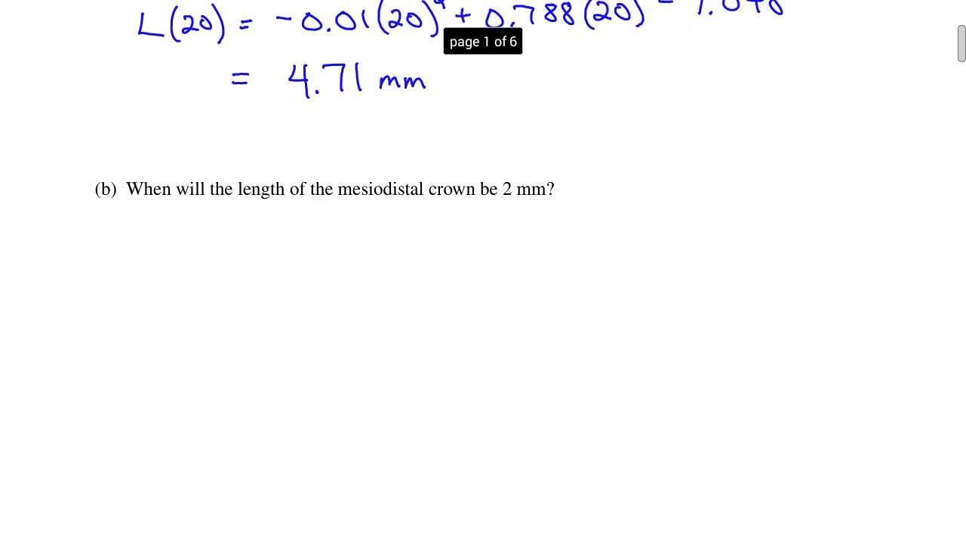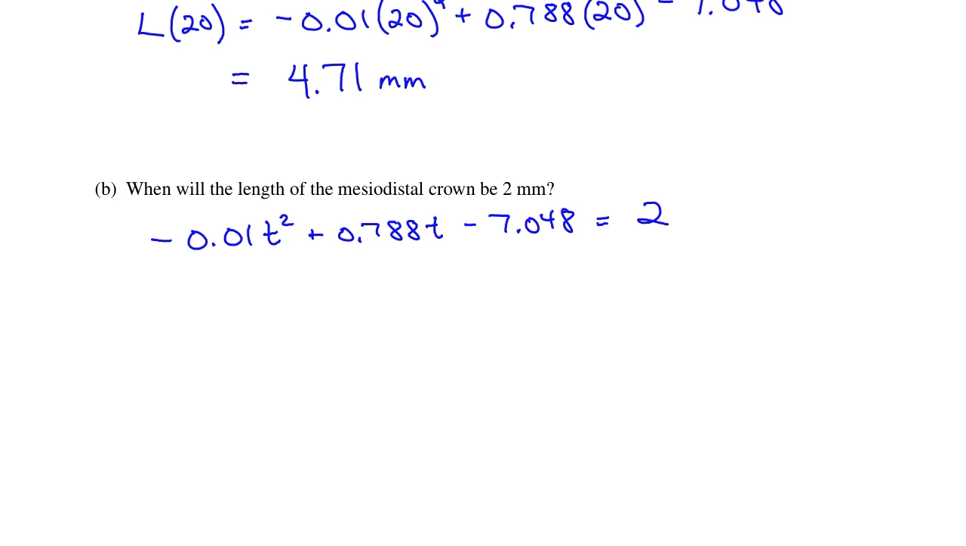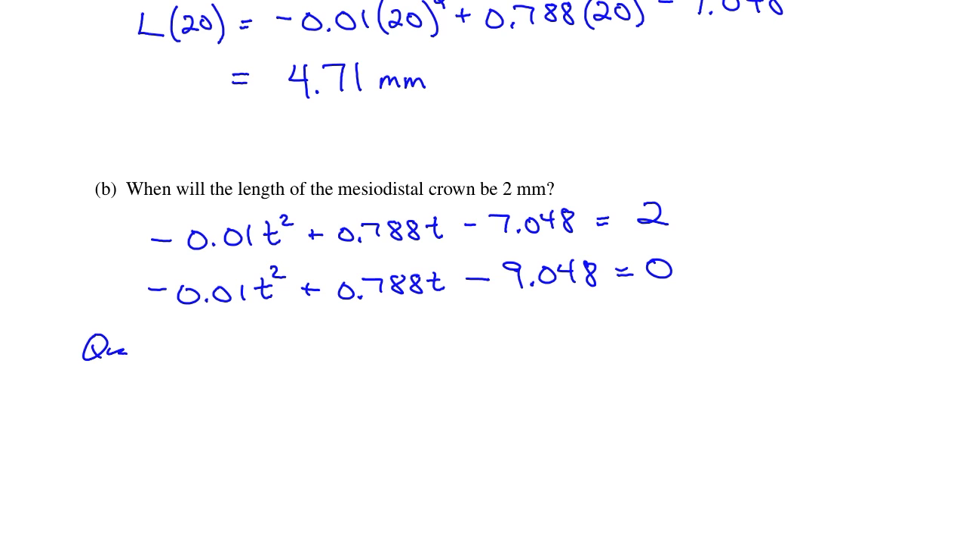Question B, when will the length of the mesiodistal crown be 2 millimeters? So here we're going to take the equation and set it equal to 2. Since we have a quadratic, we're going to move the 2 to the left side. That is going to combine with the constant term here, give us a 0 on the end. And then we'll use the quadratic formula to solve for t.